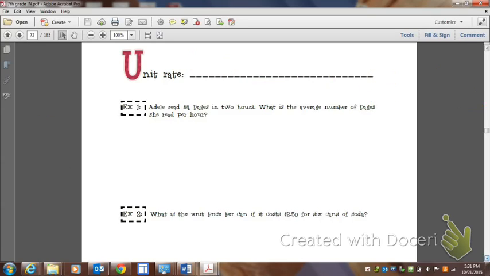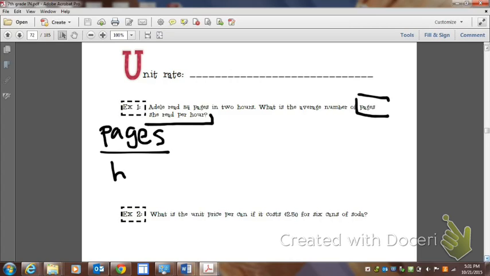All right, so let's go and look at our first example problem. It says Adele read 84 pages in 2 hours. What was her average number of pages she read per hour? So we're going to go and find the unit rate. And first I need to look and see what they're asking for. So they want pages per hour. I know that I'm going to read from left to right, meaning top to bottom. So I'm going to put pages over hour. That is the first part that's setting up our ratio.